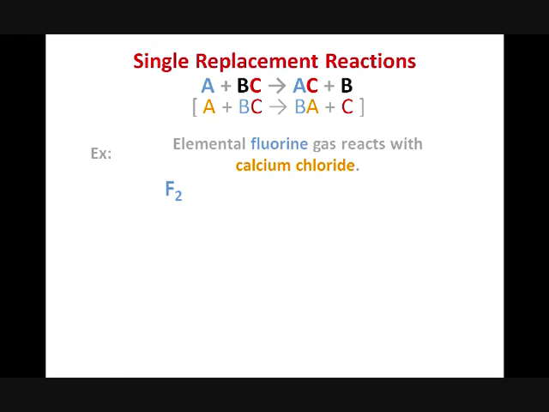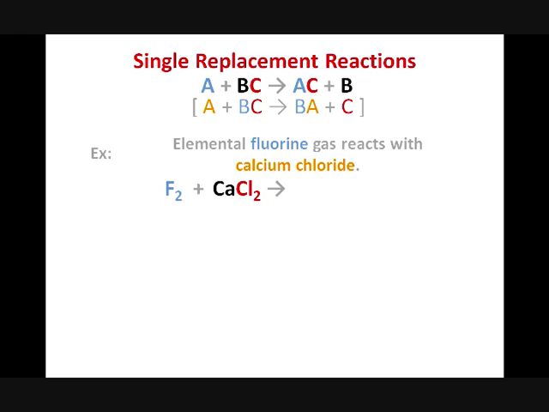Fluorine is a diatomic element, so we need to write F2. And it's reacting with calcium chloride, that's CaCl2. Make sure you check your charges when you write Category 1 or Category 2 formulas. Don't forget about your naming and formula writing rules when we're going into all of this information about reactions. And these are the only reactants mentioned, so we know we can go ahead and draw that arrow.